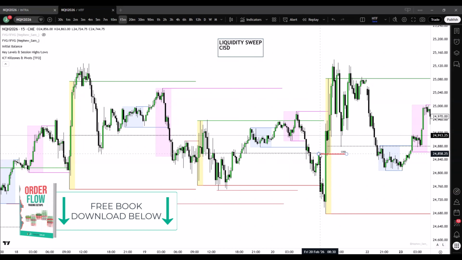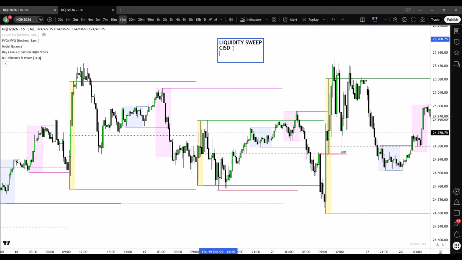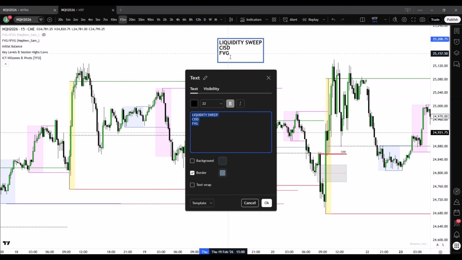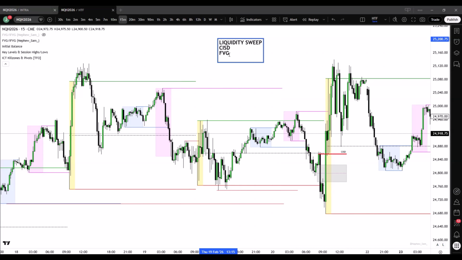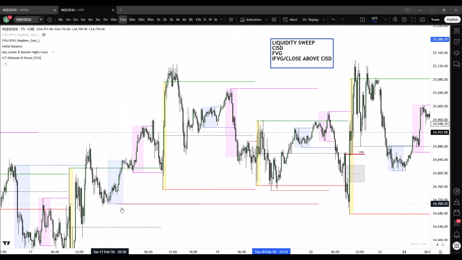A liquidity sweep is a move taking out key areas, clearly identifying a CASD. Then we need displacement, meaning a fair value gap in the direction of the liquidity sweep, which we have right there. Step 4 is we need to inverse that fair value gap and close above the CASD. So those are the 4 main things. Again, liquidity sweep: we sweep liquidity here and we sweep liquidity here.